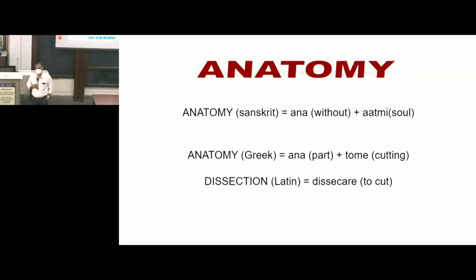But actually anatomy came from the Greek word anatome, which means part cutting. So cutting a part is anatome. And a related term, which is Latin, is dissection, which is a method of learning anatomy, which comes from dissecare, which also means to cut. So it is more or less synonymous, but the words are different. So once you see in bracket Greek and Latin, this is what you are going to feel.